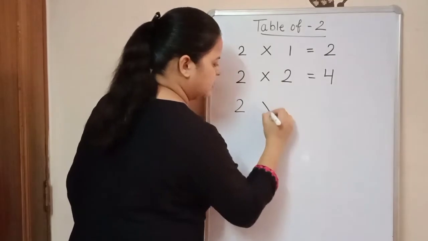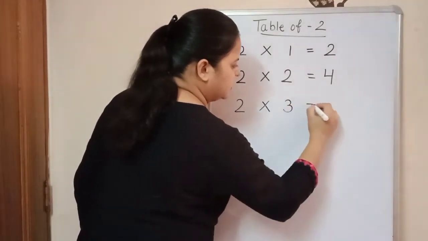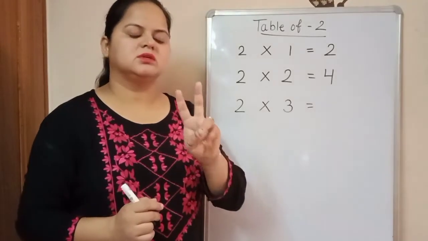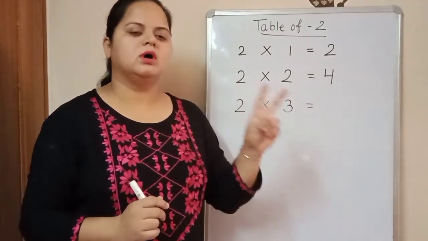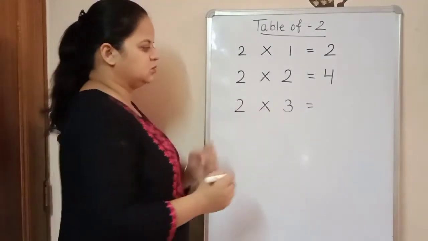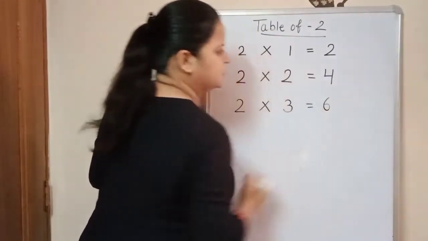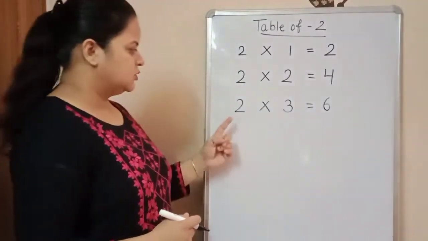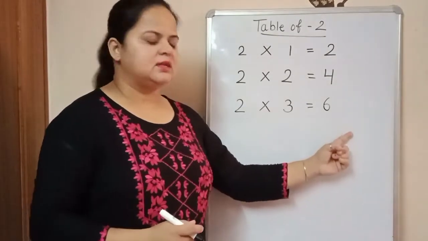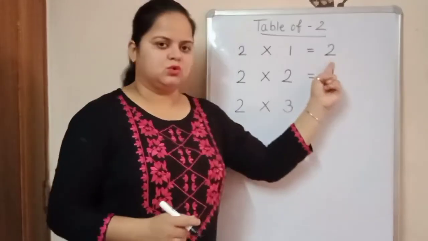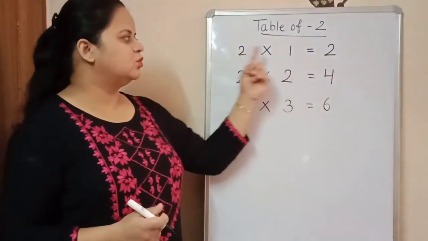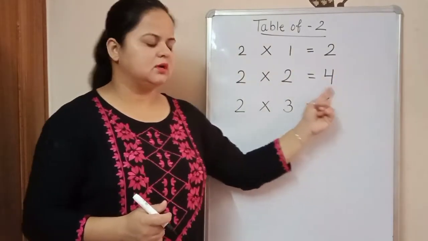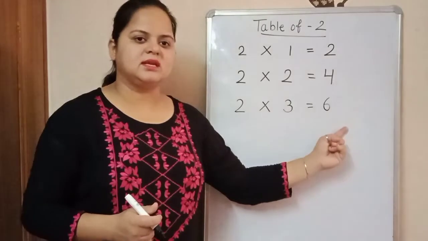Again 2 into 3 means 3 times 2. 2, 2 and 2. 2 into 3 is equal to 6, means 2 threes are 6. 2 ones are 2. Speak with me. 2 ones are 2. 2 twos are 4. 2 threes are 6.